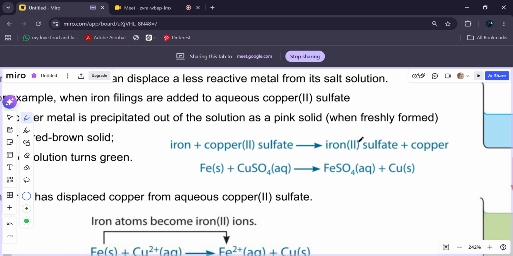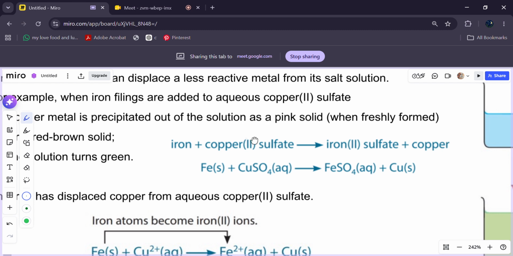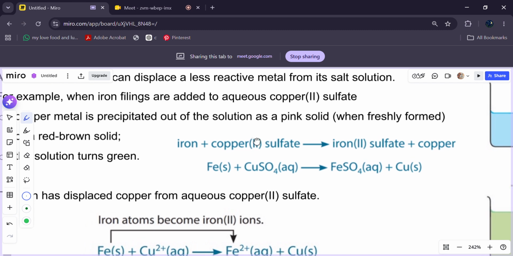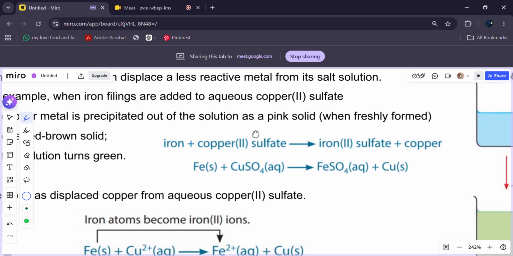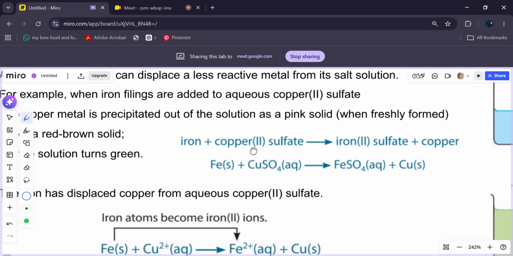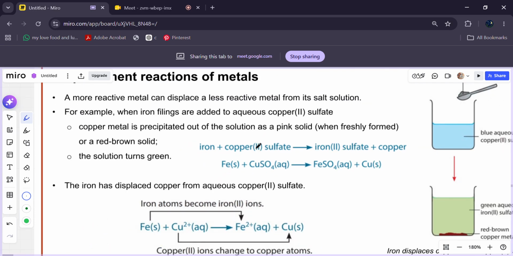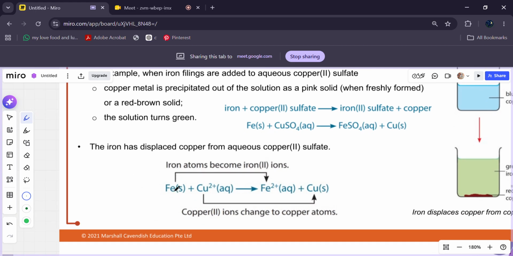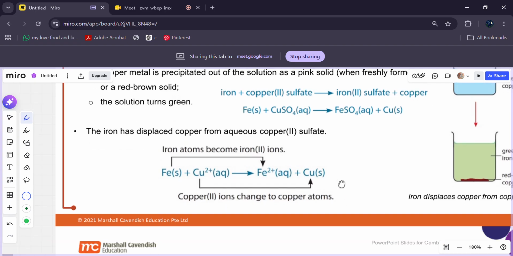A more reactive metal forms positive ions more readily. Since iron is more reactive than copper, the iron atoms become iron(II) ions and form iron(II) sulfate. The ionic equation is shown here. The iron atoms become iron(II) ions and the copper(II) ions change to copper atoms.